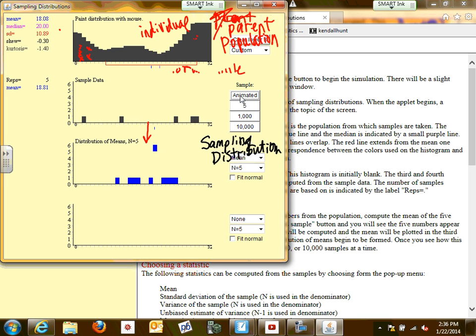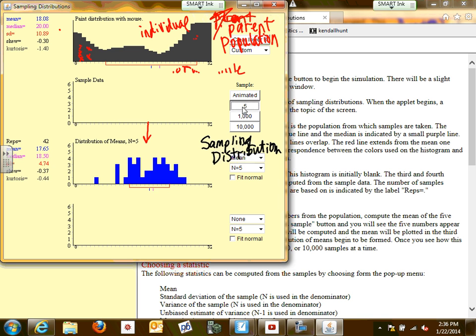So now I'm going to start doing more than one trial at a time. I'm going to do 5 sets of 5. Here we go. There's 5 sets of 5. There's another 5 sets. See, these are stacking on top because we're getting more in this area.